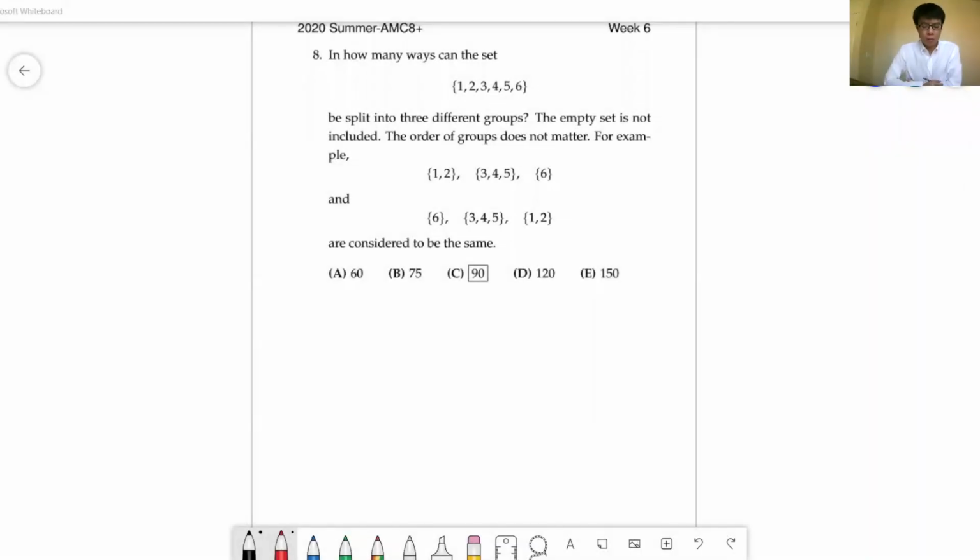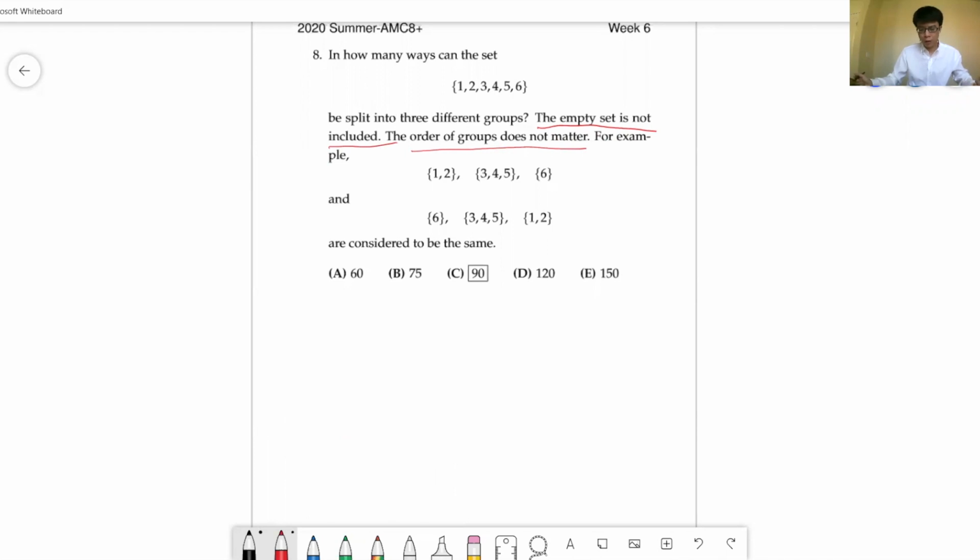All right, let's come to problem 8. So we have a set of 6 numbers from 1 to 6. We want to split into 3 different groups, and then we want to count how many such splittings are possible. And here, empty set is not included, and the order does not matter.